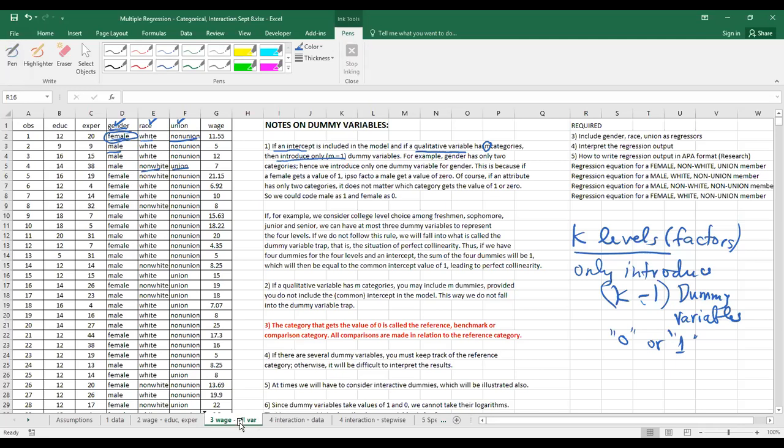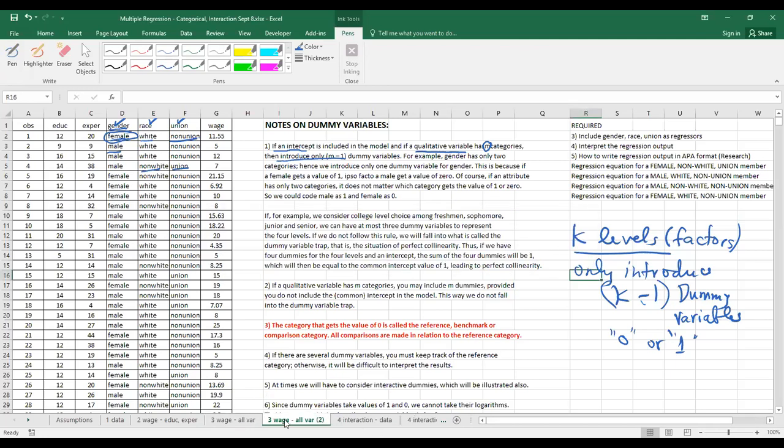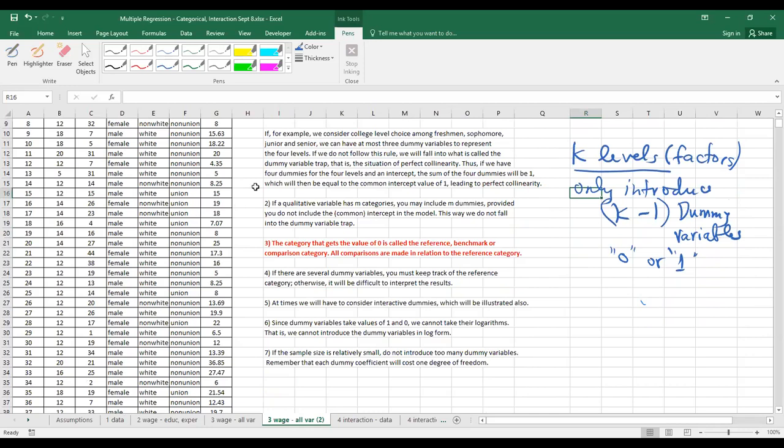Okay, let's copy this. Copy natin tong worksheet na to. Okay, wait. May hindi pa ba ako na-discuss dito? Okay, na-explain ko na to.